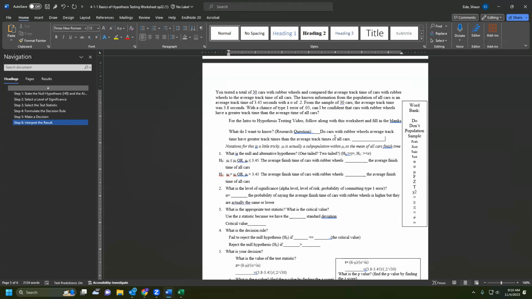So let's see here. Stop sharing. I've got two cars here. I've got a car with rubber wheels and I've got a car that does not have rubber wheels. And you're like, oh, it's a Jeep, of course it's going to have a slower time. But I could put it like this. This also has rubber wheels, and this does not have rubber wheels.